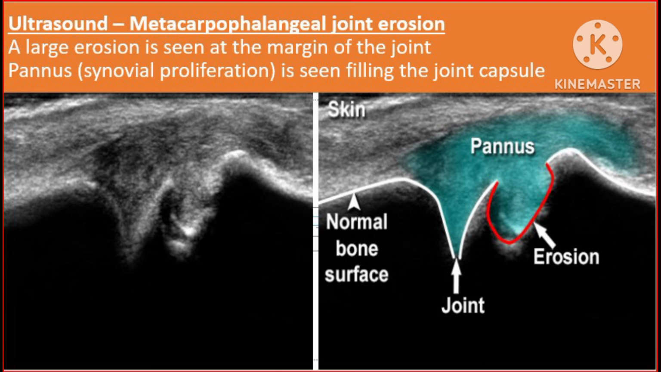This is an ultrasound image of metacarpophalangeal joint erosion, showing a large erosion at the margin of the joint. Pannus, which is synovial proliferation, is seen filling the joint capsule.